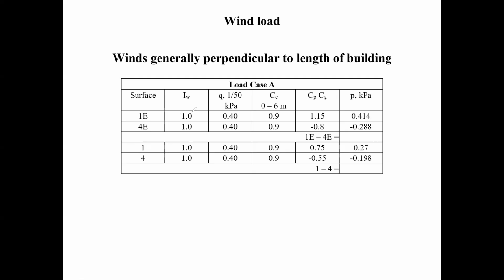So 1E, this was the importance factor. This was the value of CPCG. Of course, we're in exposed, therefore the CE value is 0.9. From the table, I get 0.15, and the pressure here is 0.4441.